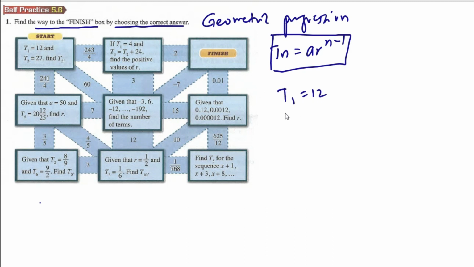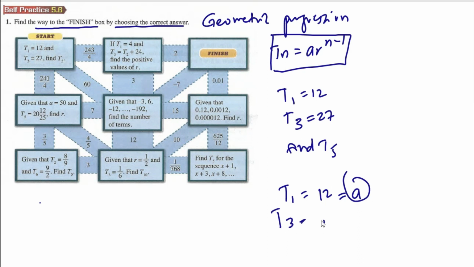T1 is equal to 12. T3 is equal to 27. So, find T5. So, we see here we have the formula Ar^(n-1). So, we can substitute. So, T1 is equal to 12, or is equal to A. Now, we have A. T3 is equal to Ar^(3-1), so 3 minus 1 is Ar^2.